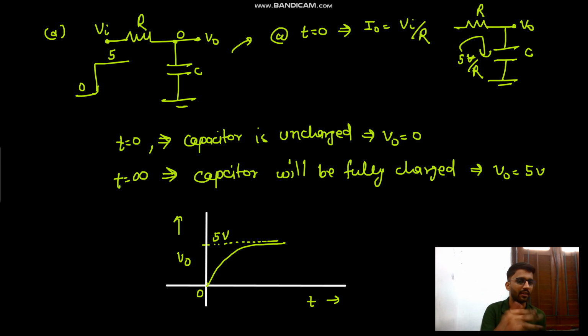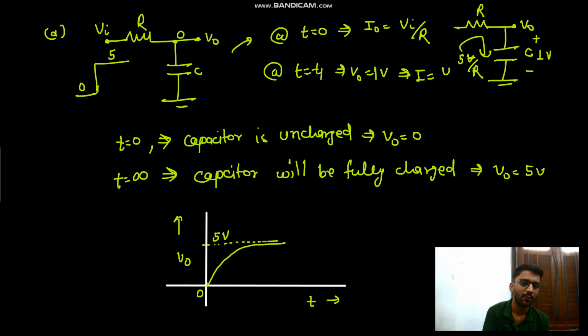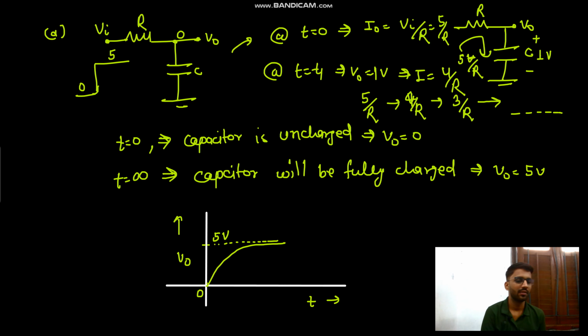Okay, 5 by R. Now let us assume the capacitor is charged to some 1 volt. At t equals to t1, V naught is 1 volt. Now what is the current? 4 by R, right? This is 5 by R, now 4 by R. So first we had current 5 by R, then 4 by R, then slowly 3 by R. So slowly the current is getting reduced.